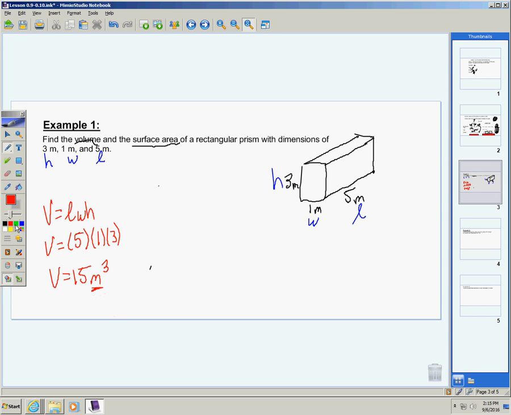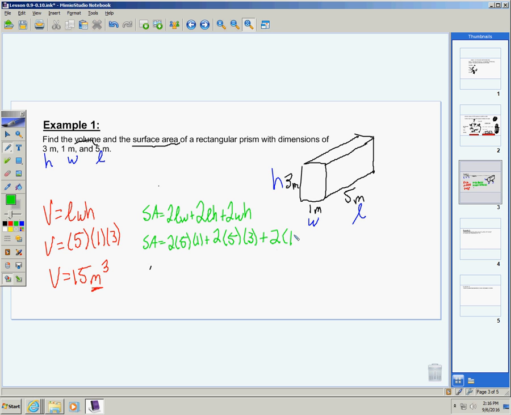Then we need to do surface area. Surface area, my formula was 2 times the length times the width plus 2 times the length times the height plus 2 times the width times the height. Okay? So I just plug in my numbers. Surface area equals 2. Make sure to put them in parentheses. Length times the width plus 2 times the length, which is 5, times the height, which is 3, plus 2 times the width, which is 1, times the height, which is 3.